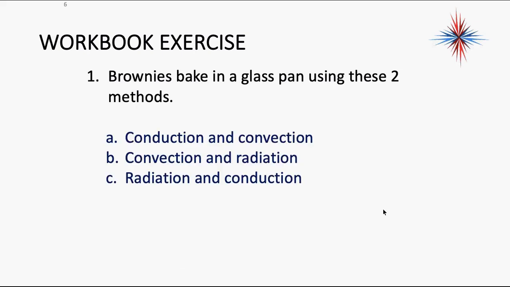Okay, let's now, okay. So when we're baking brownies in a glass pan, which two methods are we using? If you're baking something, which two methods are we using? Convection and radiation. Yeah, convection and radiation. You're right.